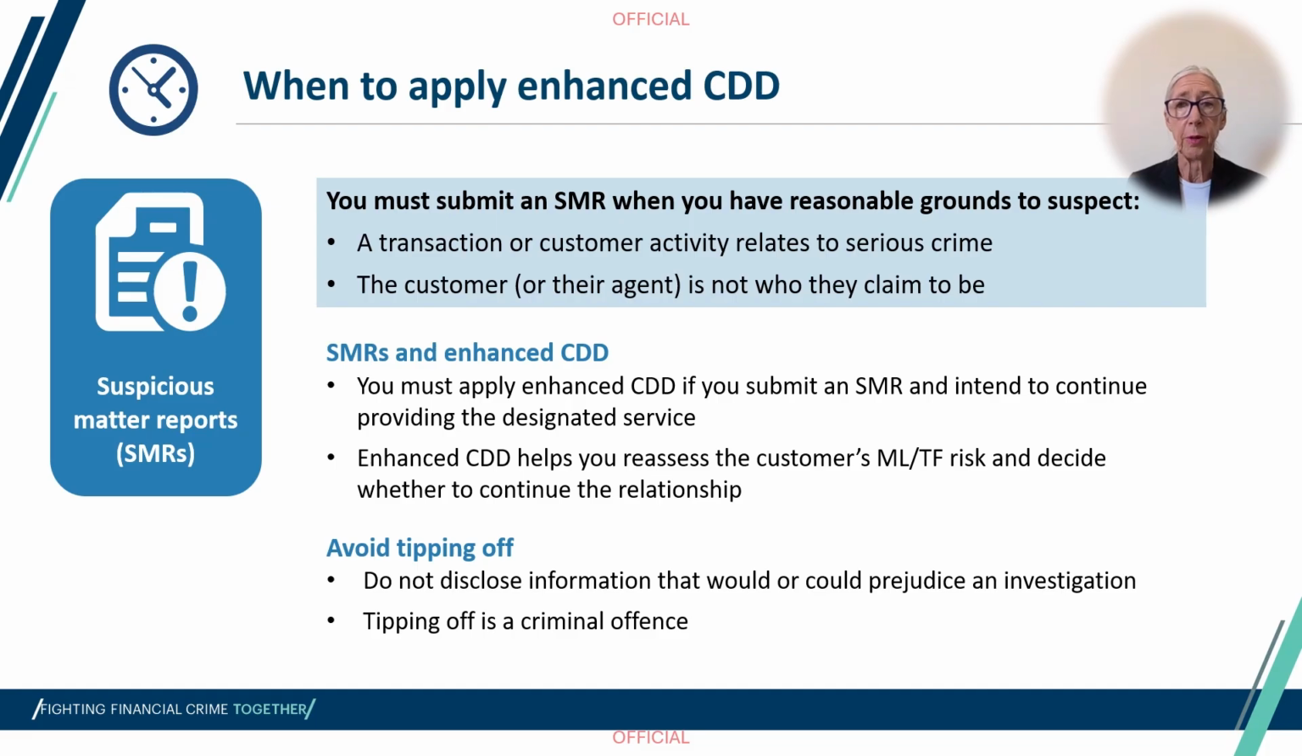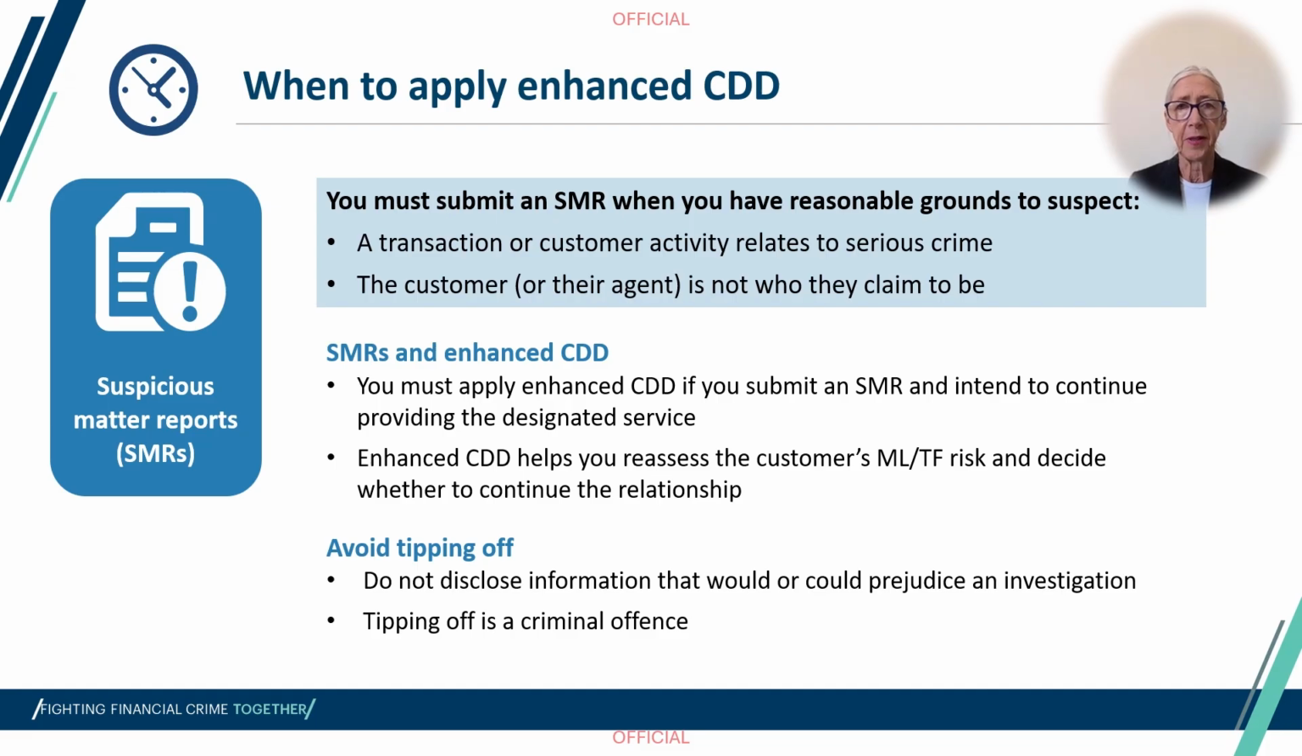This also includes if you have information where you suspect on reasonable grounds that it concerns money laundering, terrorism financing, offences such as tax evasion, or Commonwealth, state or territory offences. When this happens, enhanced CDD helps you reassess the customer's MLTF risk and decide whether it's appropriate to continue the relationship.